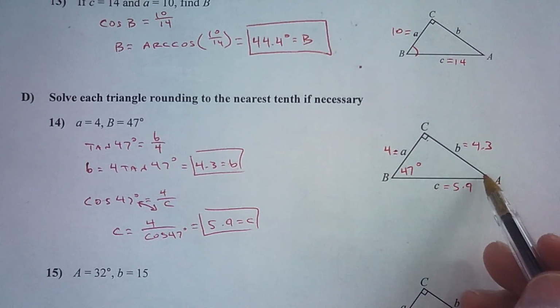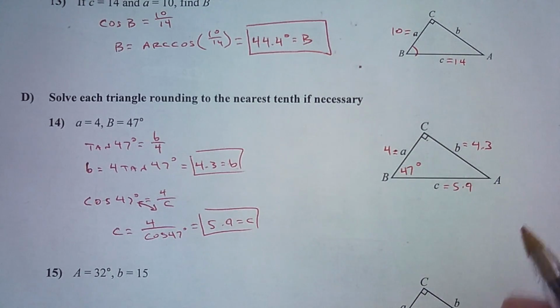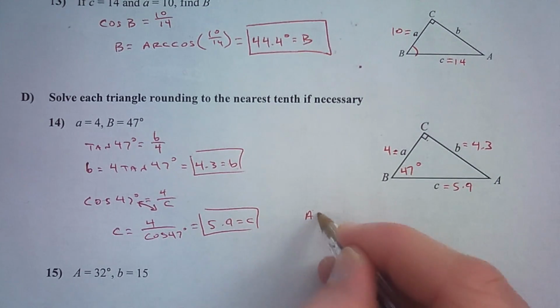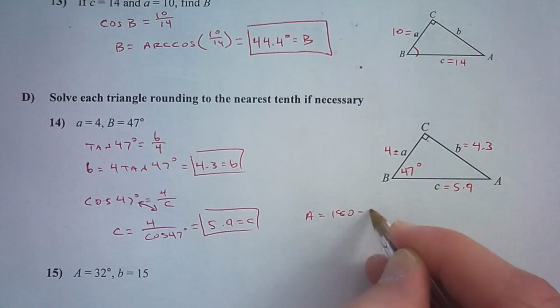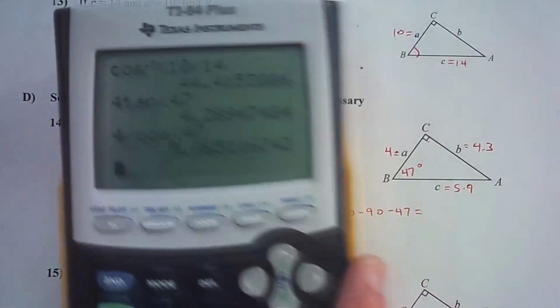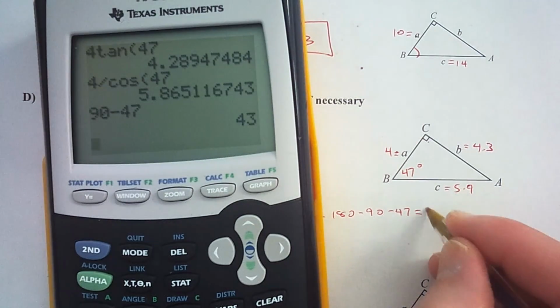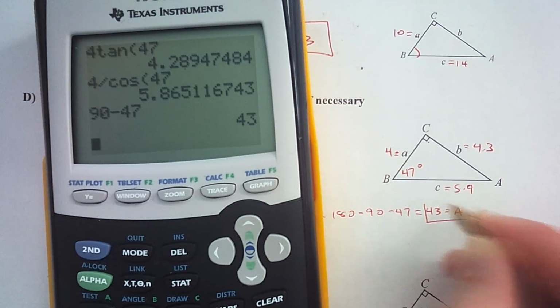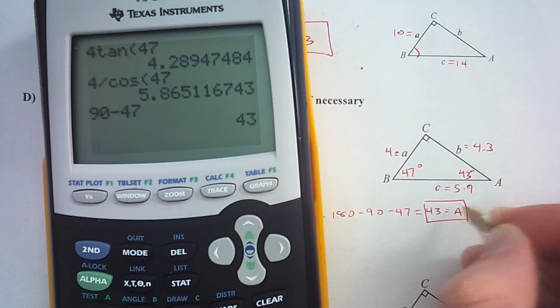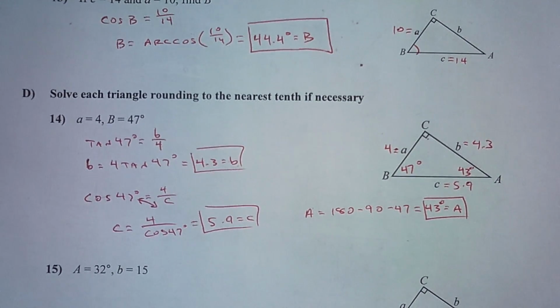Okay, now the only thing I'm still missing is angle A here. So I can take the 90 and 47 and subtract from 180. So angle A is 180 minus 90 minus 47. 180 minus 90 is 90, so really just 90 minus 47 will do, and that is 43. So 43 degrees is the last measure I need. So I now have all three angle measures and all three side lengths.